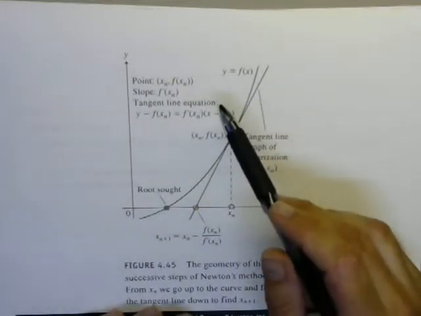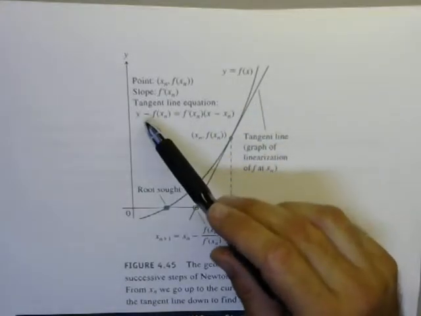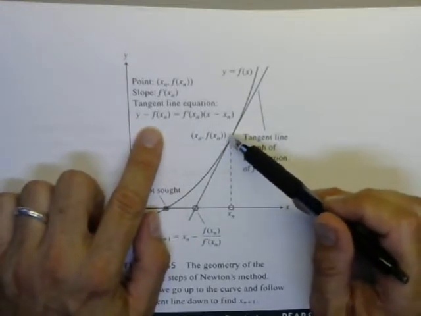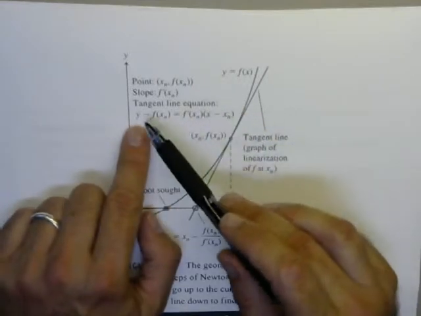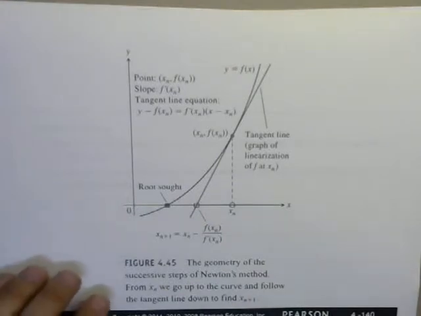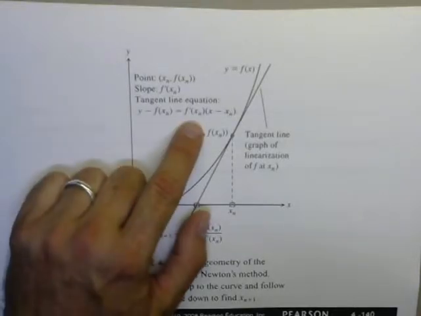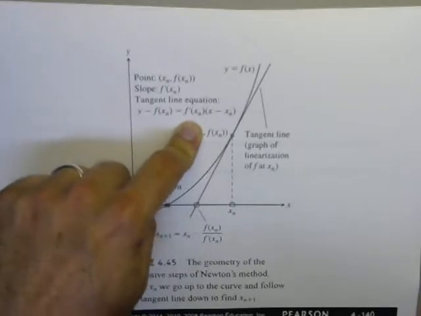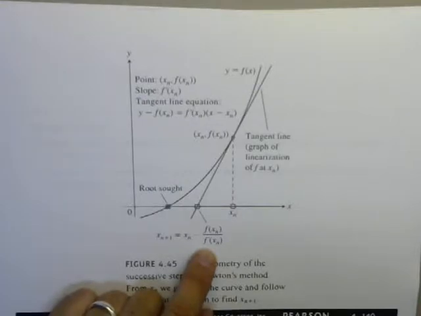And the reason why that's true is if you look at the equation of this line, the tangent line, it's y minus f of x sub n, because that's the height of the point, and then it's the slope times x minus x sub n. So this is just the point-slope form for the equation. And then if you rearrange that, dividing both sides by f prime of x sub n, that'll basically give you this formula.